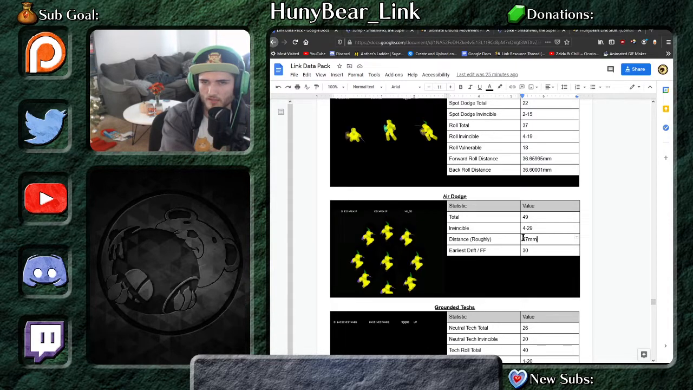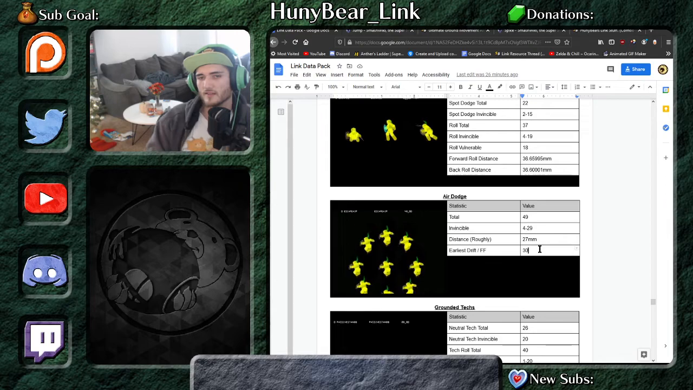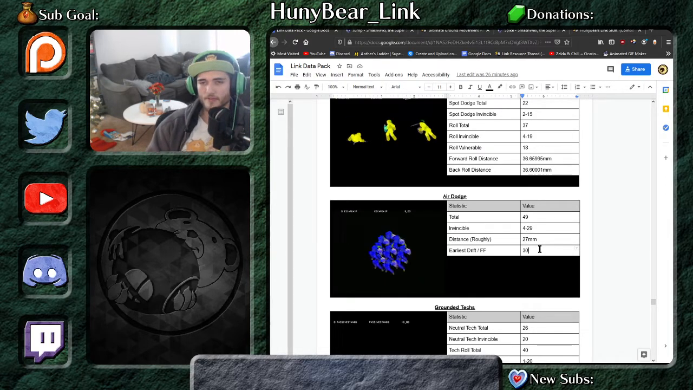Distance is roughly 27 melee meters. Earliest possible drift is 30, so you're kind of locked into that drift animation. You're kind of locked in that direction until frame 30.